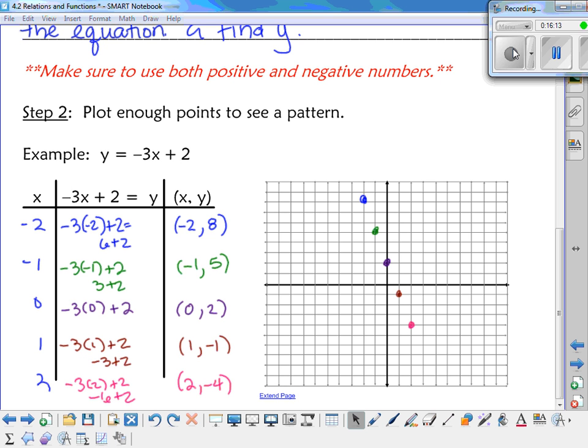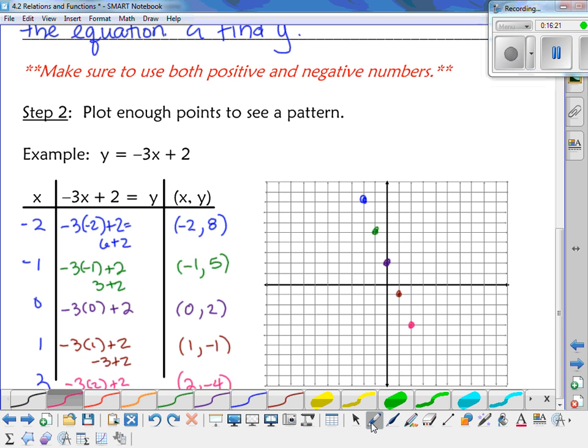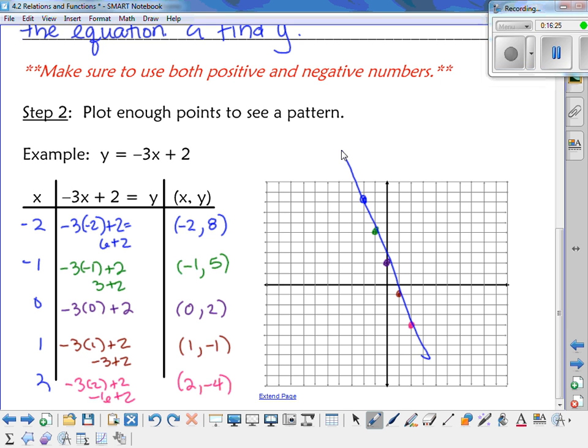Okay, so for the rest of the points, you should have gotten 0, 2, 1, -1, and 2, -4. And you plot them, it looks like that. And then at that point, you can just draw yourself a line that goes through the points. This one isn't individual points, this is a line, and so it includes all the points on that line.